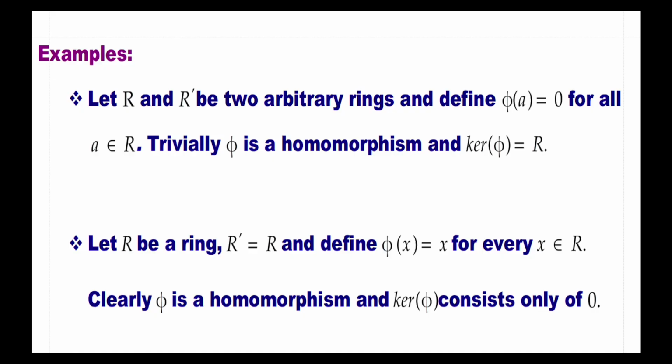Before proceeding, let us examine these concepts in certain examples. Let R and R dash be two arbitrary rings and define phi of a equals 0 for all a in R. Trivially, phi is a homomorphism and ker phi equals R. Let R be a ring, R dash equal to R, and define phi of x equals x for every x in R. Clearly, phi is a homomorphism and ker phi consists only of 0.